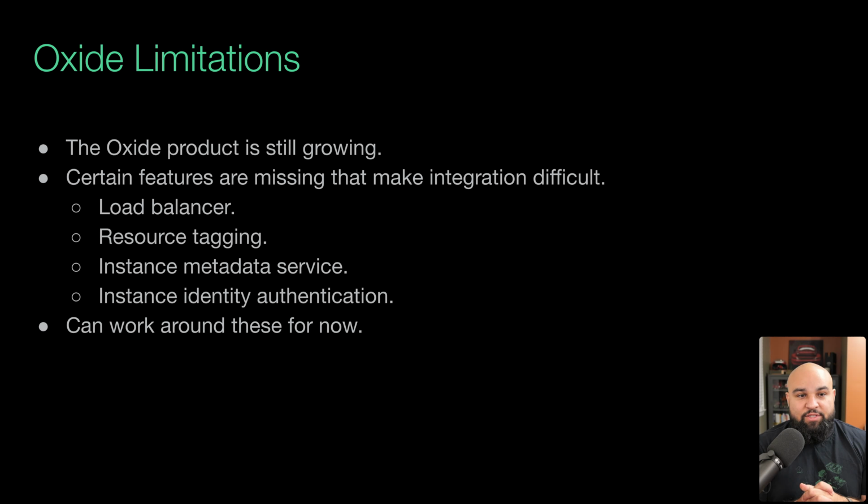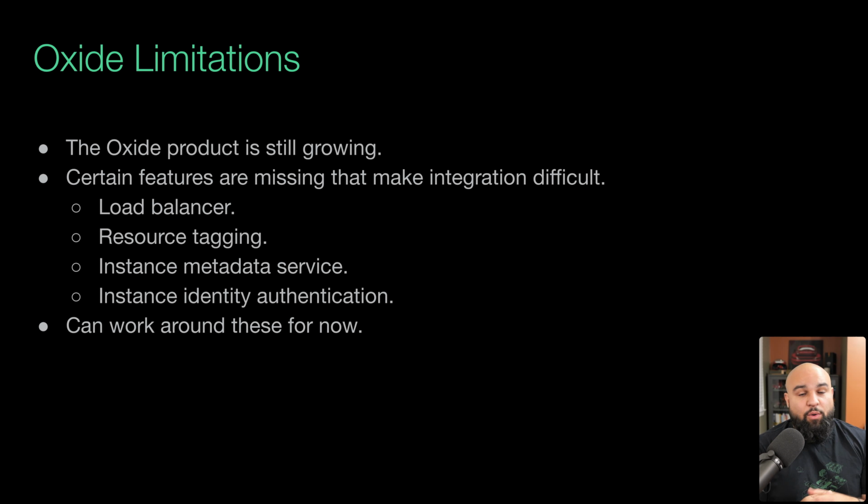Speaking of some Oxide limitations, the Oxide product is growing, right? We're solving a big problem in the industry. Co-design hardware and software to have your on-premises cloud computer, that's a big ask. So we are missing some features today. And that's fine. I'm not saying that to knock it. It's just we are missing things because we had to prioritize other things.